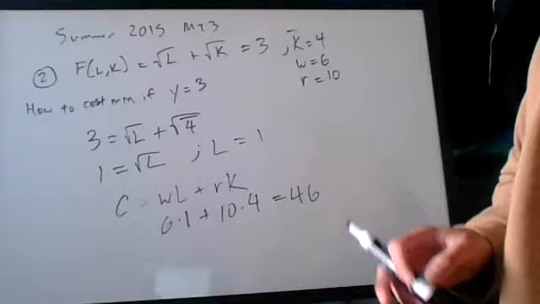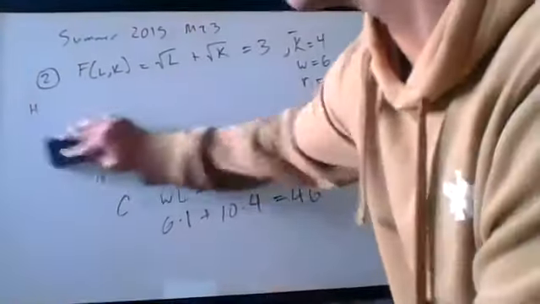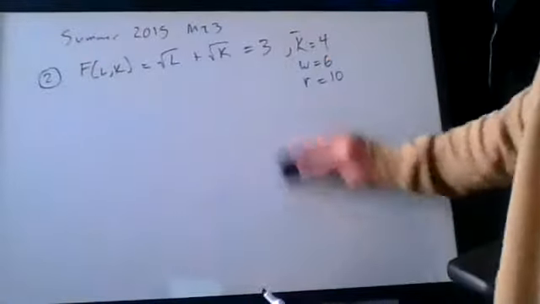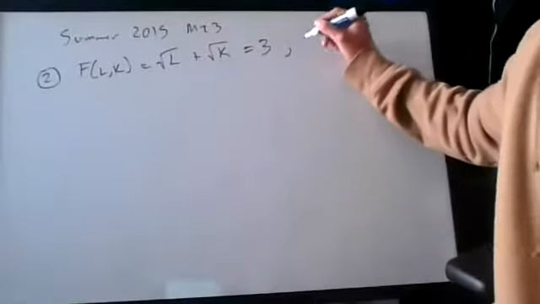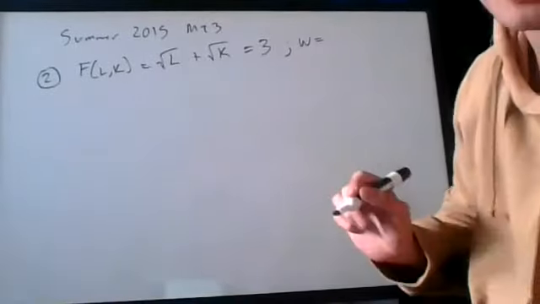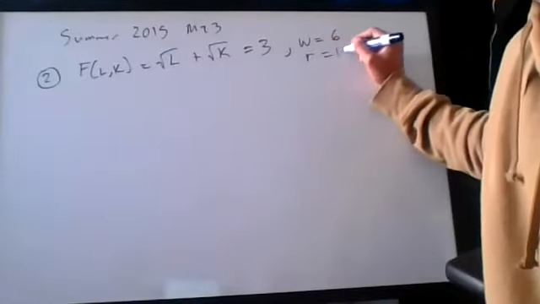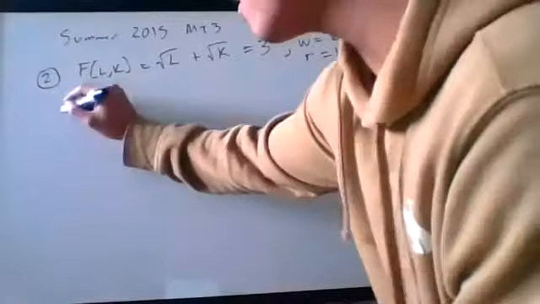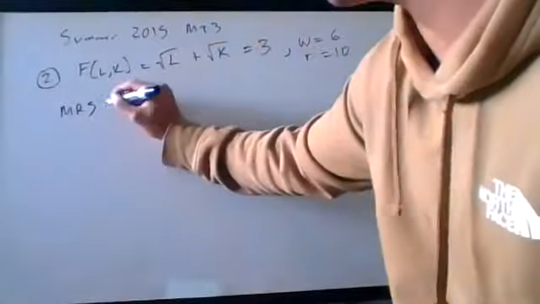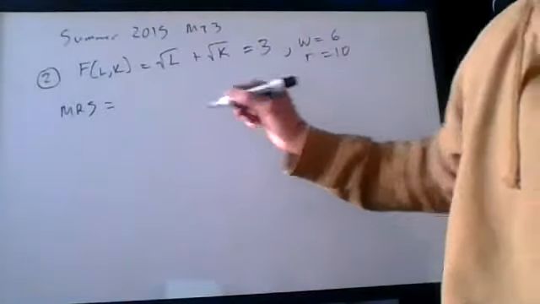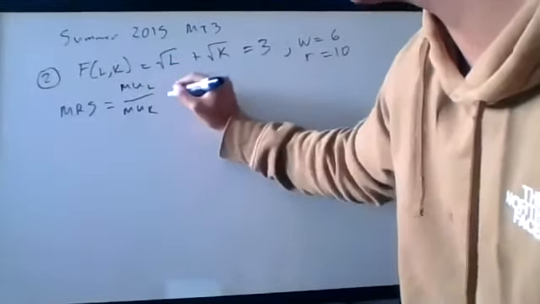So let's actually see how we would do this if we weren't given that K bar is equal to 4. Let's just do the same exact problem, except we don't have fixed capital. So W is equal to 6 and R is equal to 10. I want to see if I have an MRS that has DMRS, but I have a feeling I won't. So marginal utility of labor over marginal utility of capital.